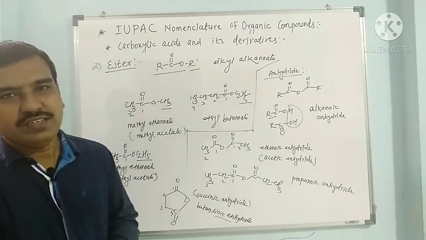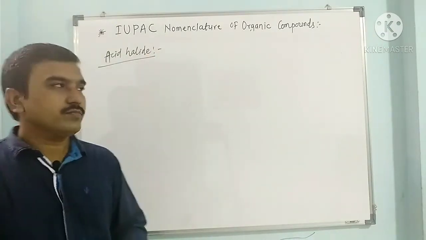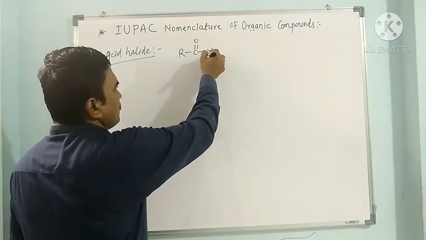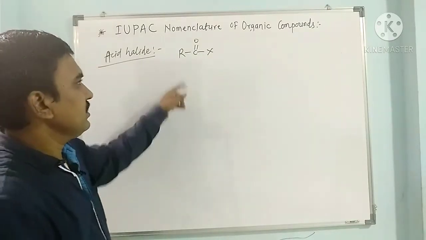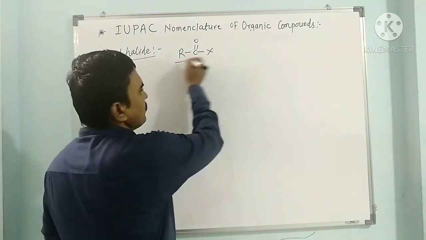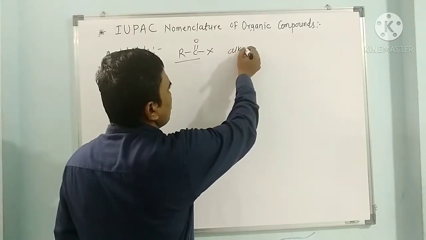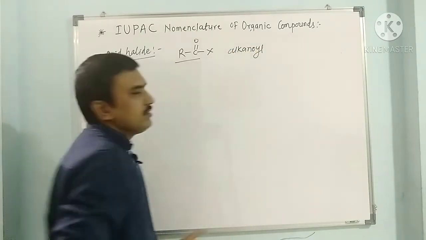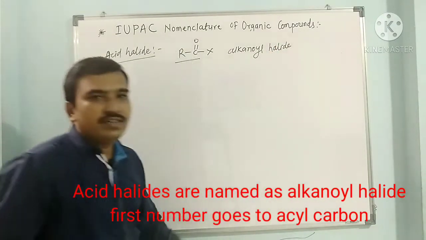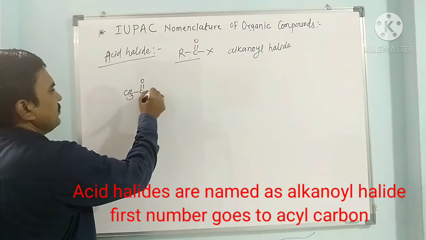Now the next compound we have to see is acid halide. Acid halide is also called acyl halide. The general formula is RCOX. This acyl group is called alkanoyl. Count the number of carbons, and on that basis give the name of the alkane. This X is halide, so it is alkanoyl halide. For example, CH3 C double bond O Cl.